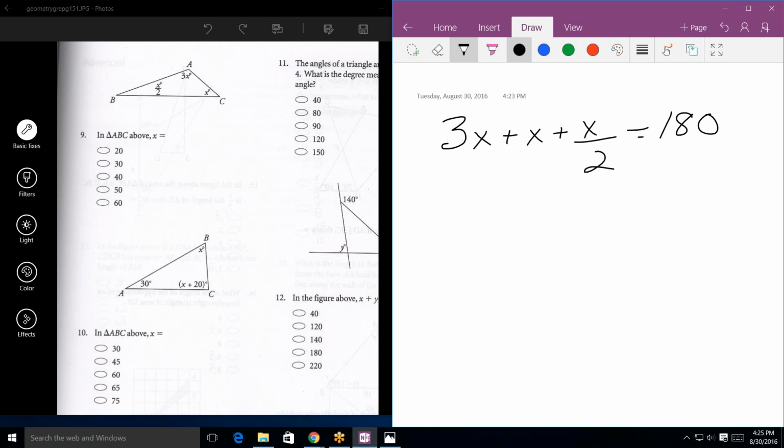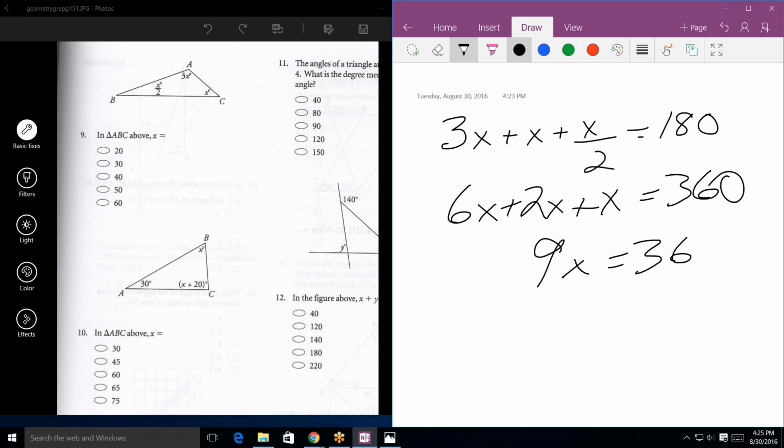Multiply all values by 2 to get rid of that x over 2. Very good. So what comes next? 6x plus 2x plus x equals 360. Now you add all these x's up to get 9x, so 360 divided by 9 equals 40. So the answer is 40.